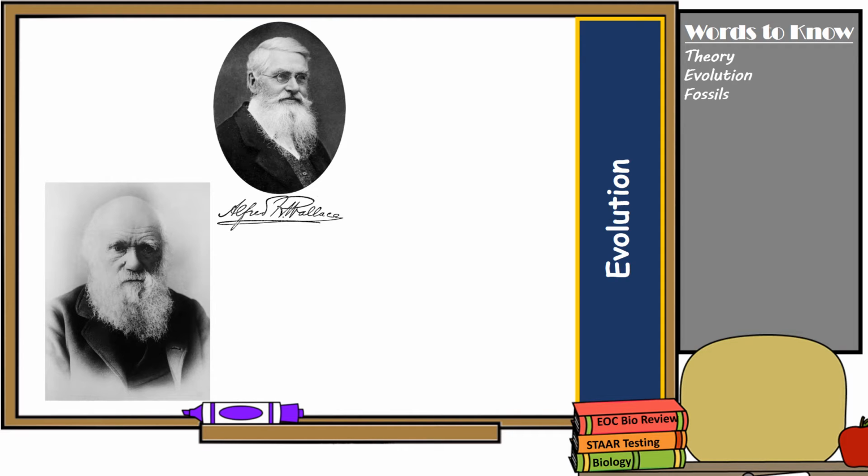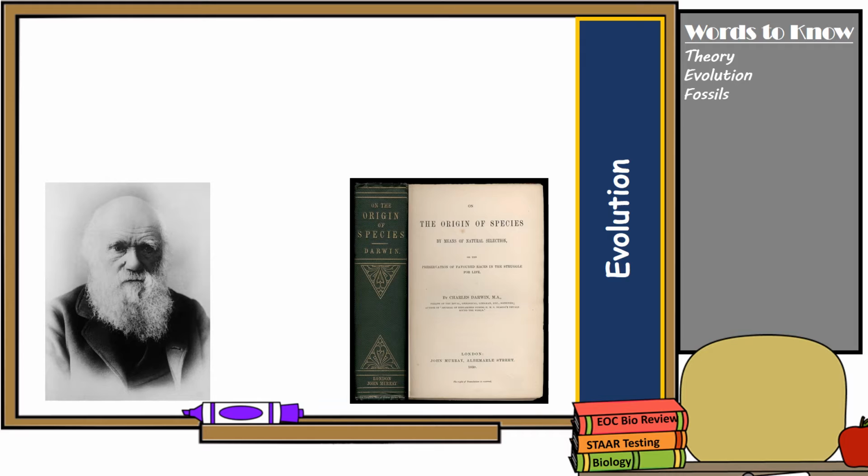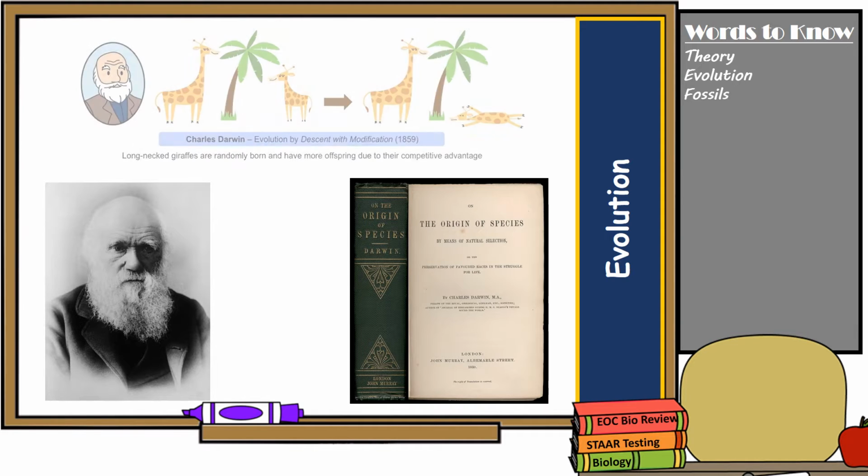One year later, Darwin published his book on the Origin of Species, which presented evidence of evolution and the driving force of evolution, which he called natural selection. For instance, he believed that long-necked giraffes are randomly born and that they have more offspring due to their competitive advantage.